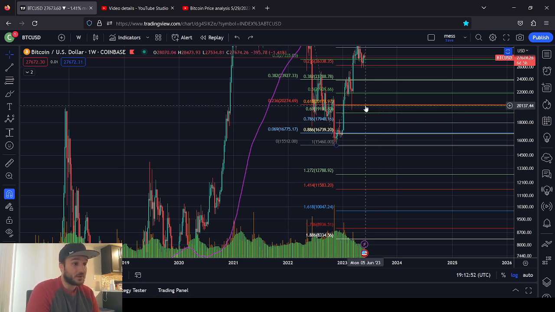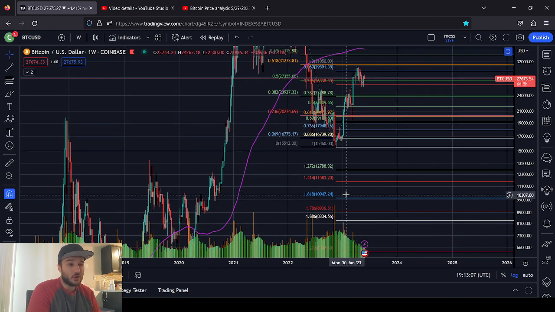But if we close and cut this 618 here like butter, the odds of us going to $12,800 to $10,000 are very, very likely. If we find it as support, we could still go that low, but there's hope. We'd be in this little ping pong between these 618s maybe. But that's something to be aware of.